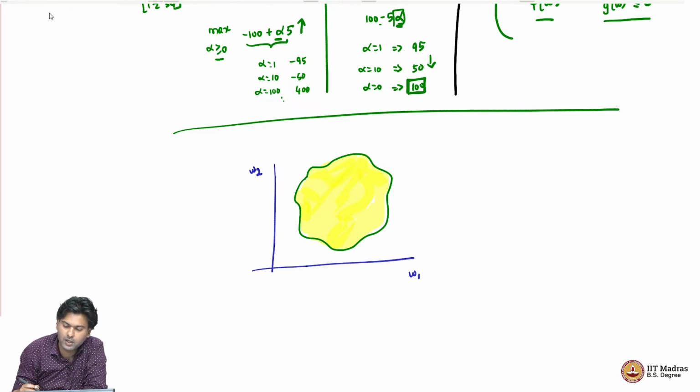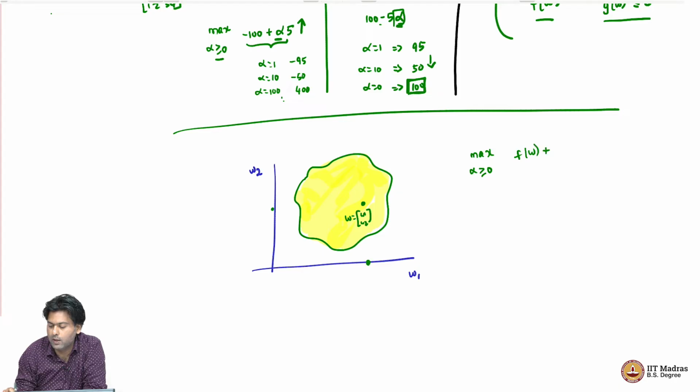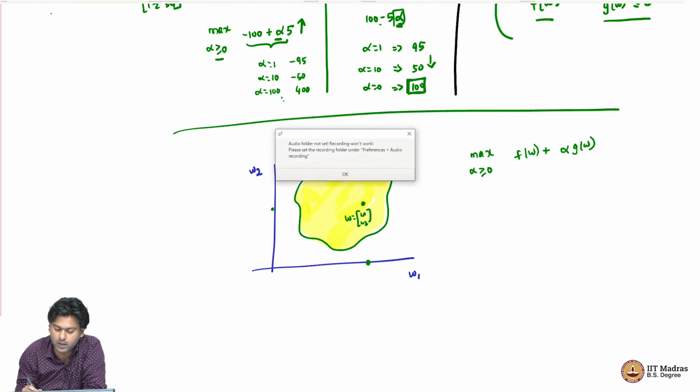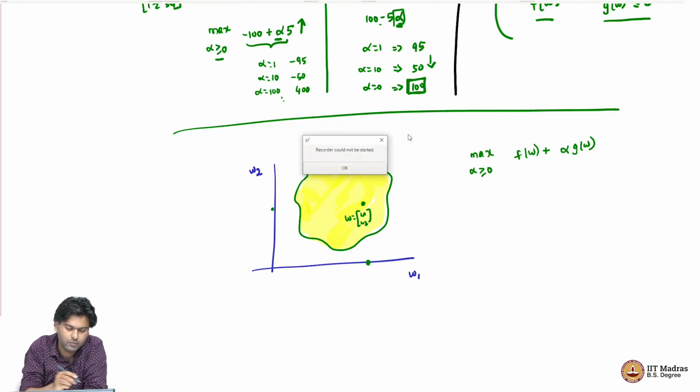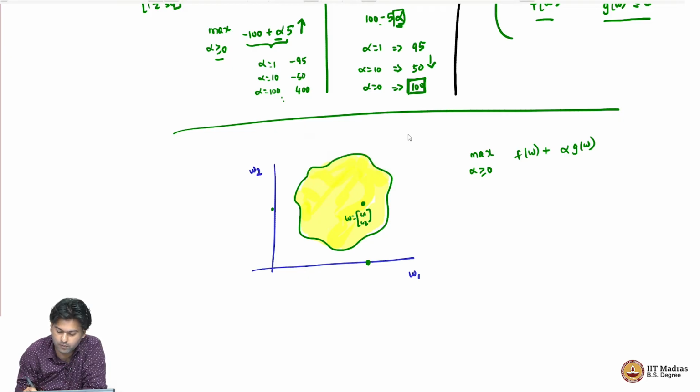Now what we are saying essentially is that, if I give you a w here, so w equals (w1, w2), this is w1, this is w2. If I give you this w, then the function max over alpha greater than or equal to 0 of f of w plus alpha g of w evaluates to either g of w or f of w. At this point, if I ask the function's value, that value is going to be g of w. At this point, the function's value is going to be f of w. Why? Because that's the argument that we made. If g of w is less than or equal to 0, then the function evaluates to f of w.